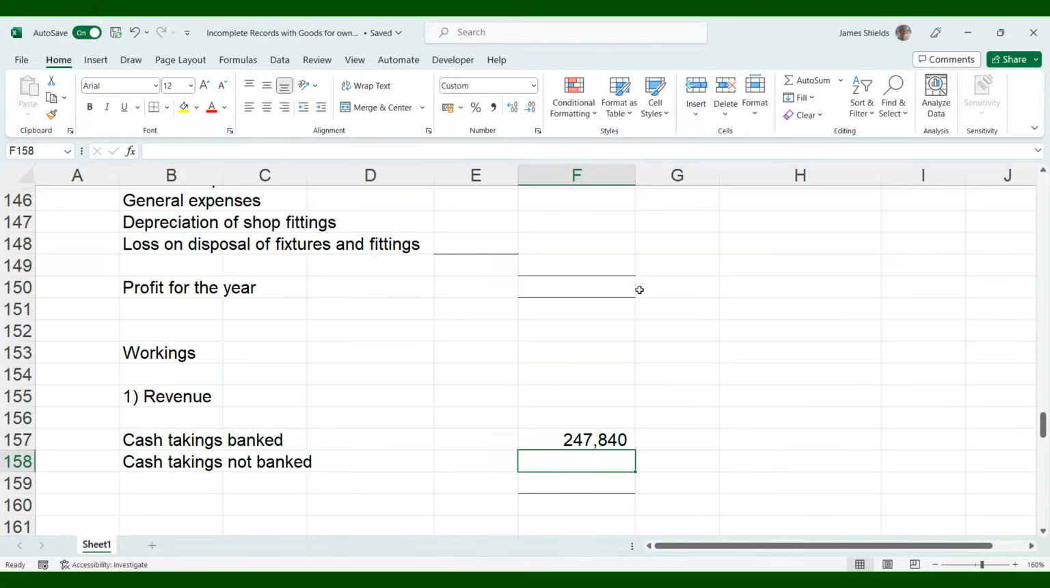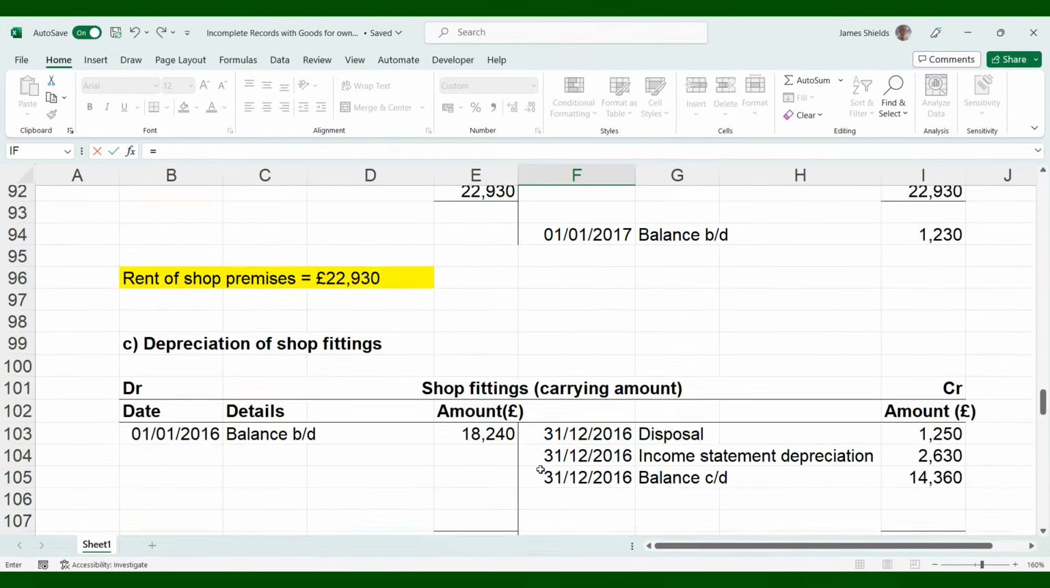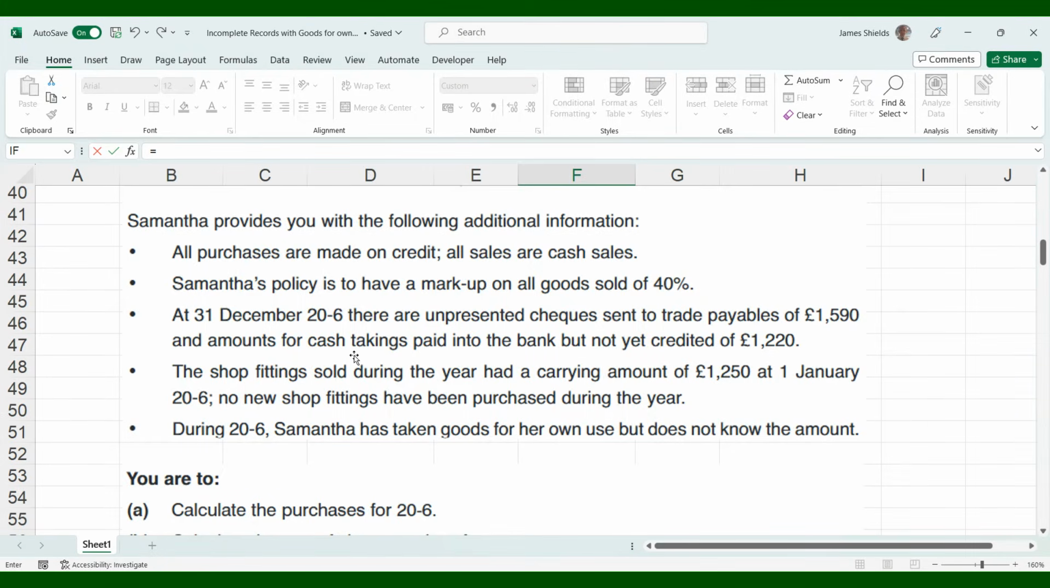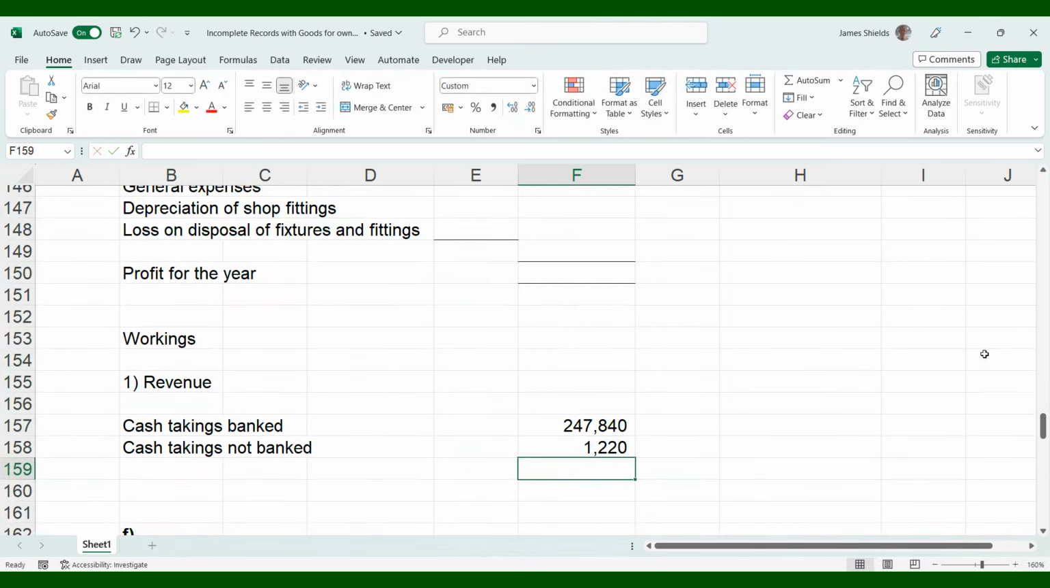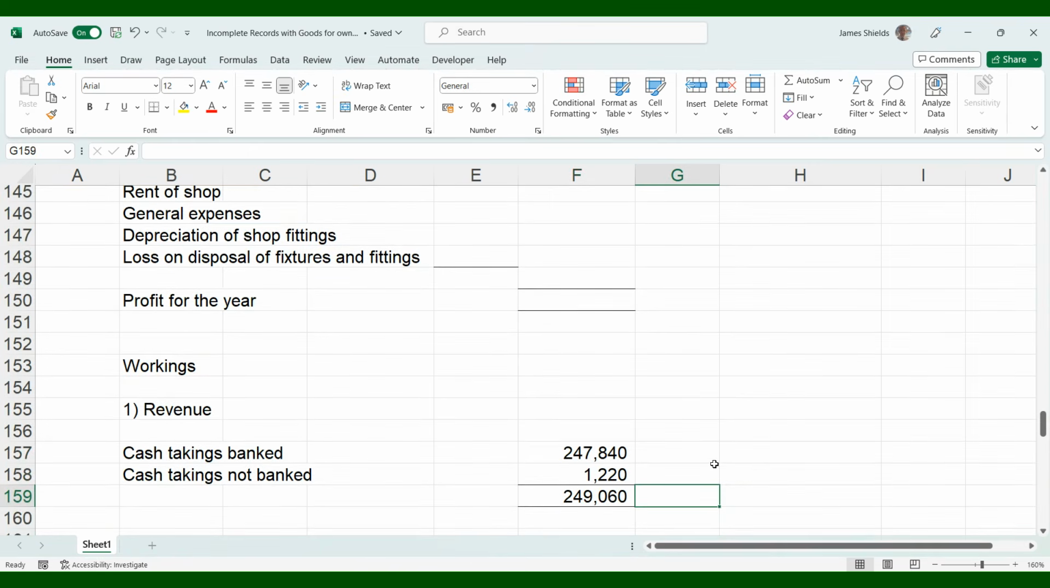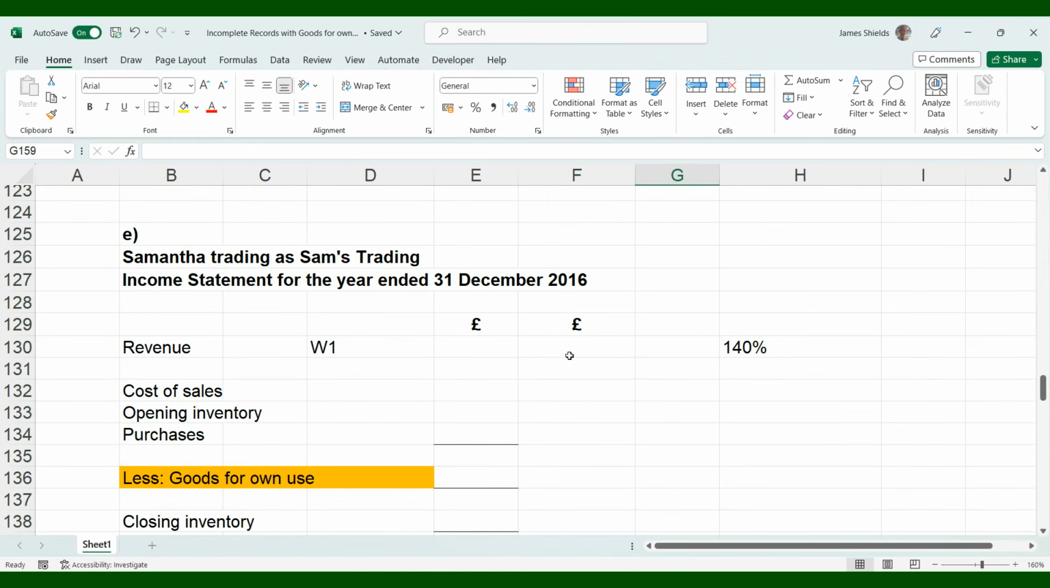But we're also told in the information that the cash takings have not yet been processed on a bank statement. So I go to find them in the information. And here we go. Cash takings paid into the bank, but not yet credited of £1,220. If I combine them both together, then that'll be the revenue for the year. So I've got £249,060. So I'm going to put that into my income statement now. £249,060.